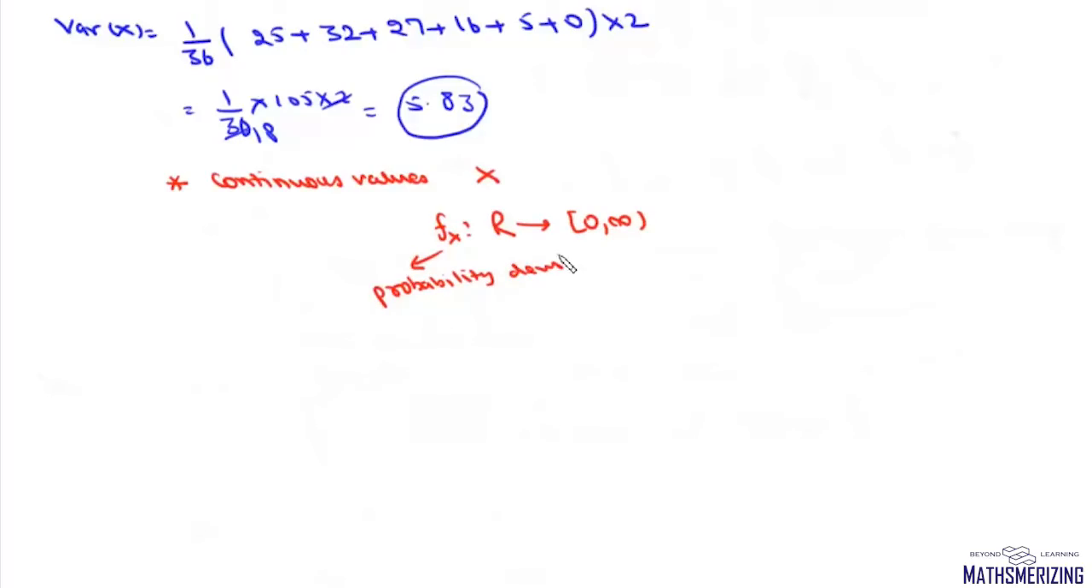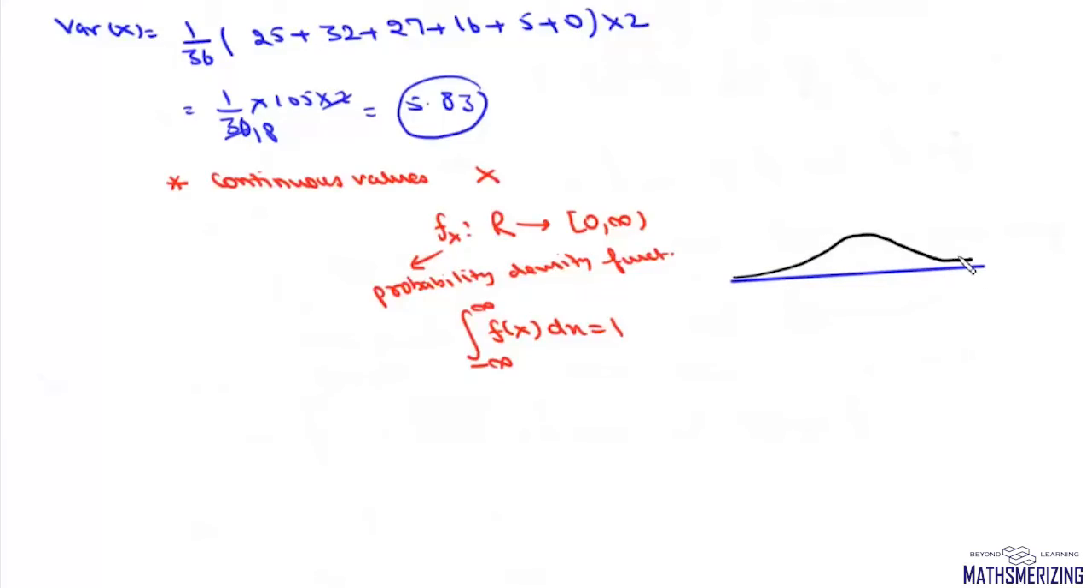probability density function, and this fx will be a probability density function if the integral from minus infinity to plus infinity of fx dx is equal to 1. So for continuous random variables, we are defining a function which is called the probability density function, and here the value of fx must be greater than or equal to 0.